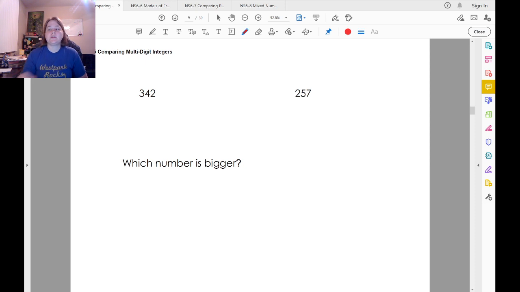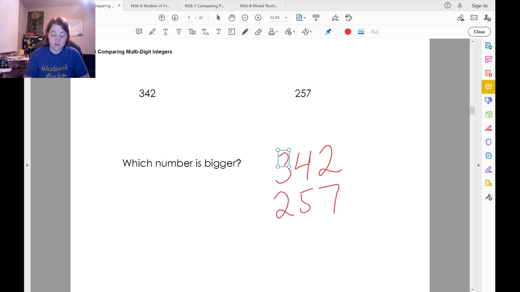Now, we want to know which number is bigger here. We see that the ones place are both different. Actually, all of these numbers are different. We have 342 and 257. I like to write these numbers on top of each other so that it's easier to compare. And then I like to think about this like I would think about money.